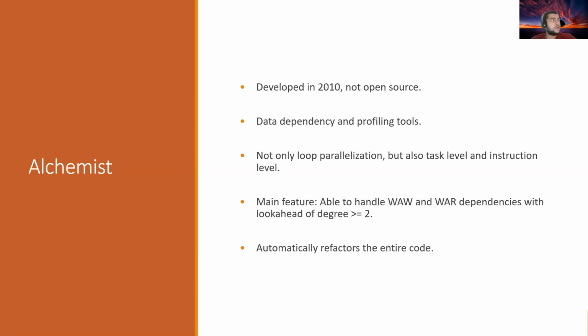It's a profiling tool again. It not only provides loop parallelization, it also provides task level parallelization and pipeline level parallelization. And the main feature is that if you remember from class, if you have a look ahead degree of more than 2, then you will not only have write after read conflicts, you can also have write after write or read after read dependencies. So this tool on its own is able to handle those dependencies. And whenever it finds such a dependency, it just refactors the code itself. So this is also an automatic parallelization tool, and I would say one of the best ones to be developed.